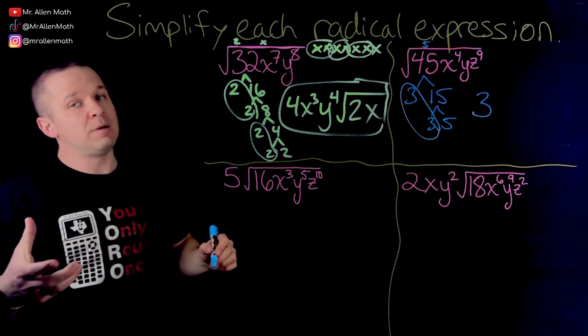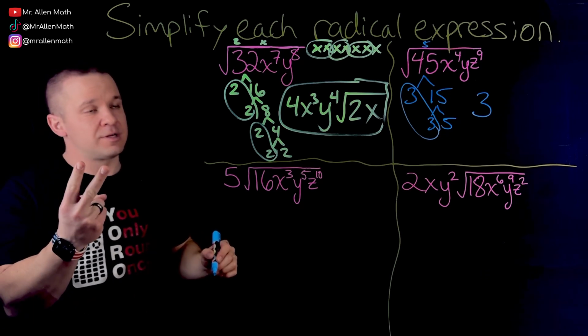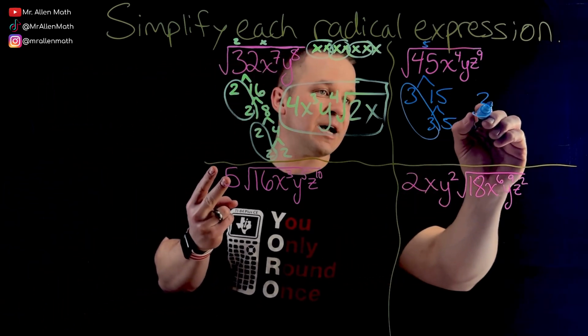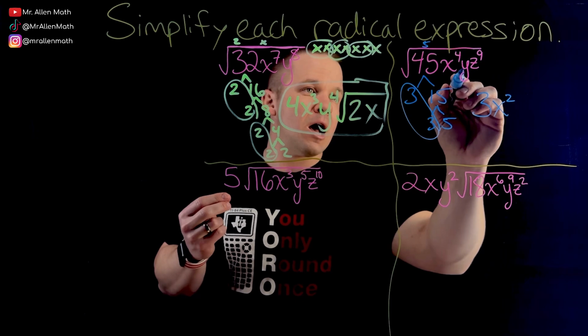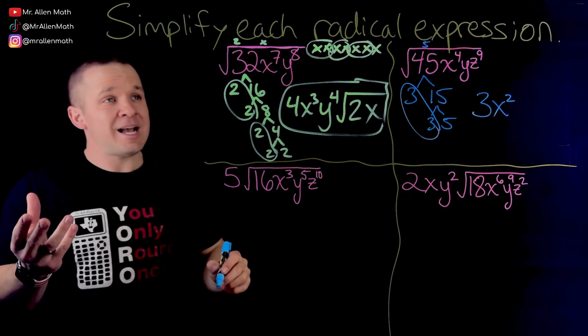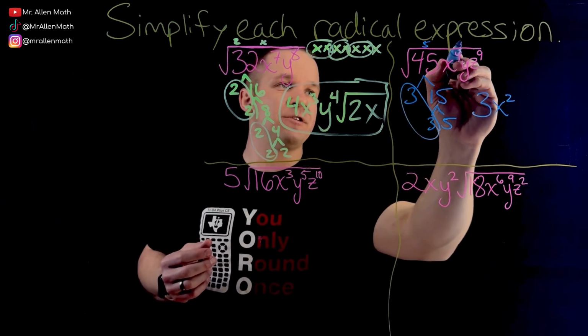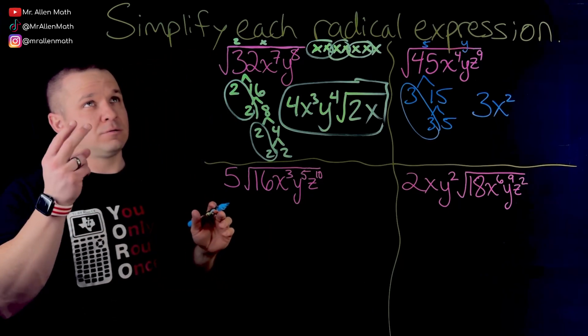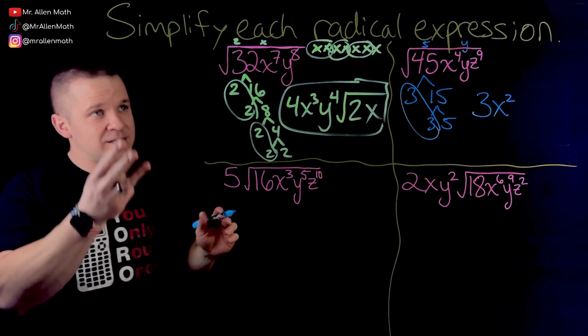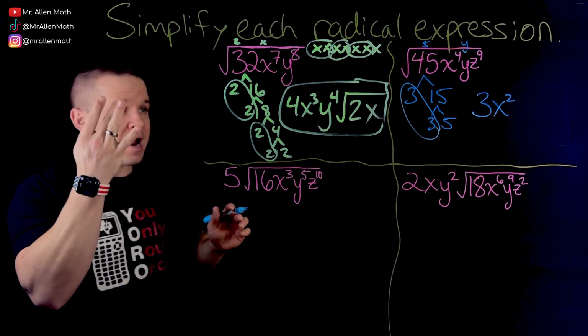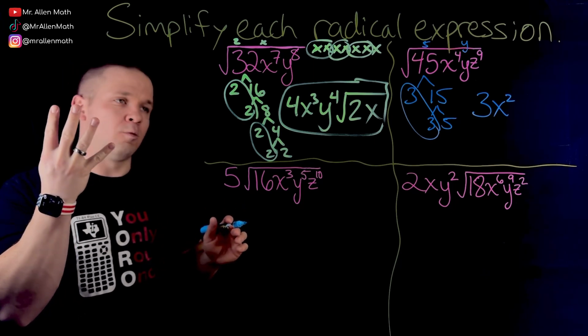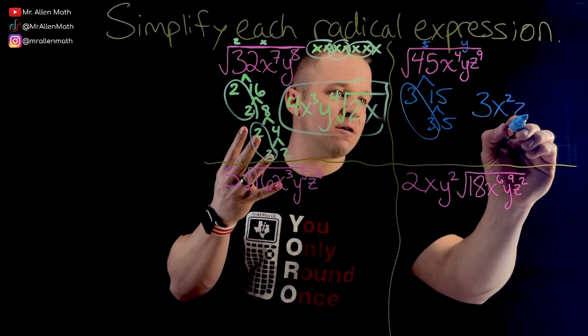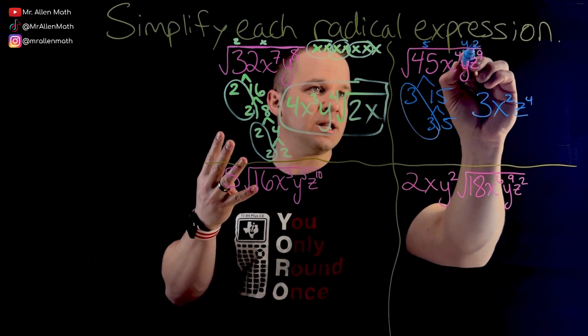X to the 4th. How many pairs can come out? I can take out 2 pairs. Nothing left over, so it's just x squared coming out. How about my y? I can't take out any pairs, so y will be just left in here. And then z to the 9th. I can take out, let's see here, 2, 4, 6, 8, 4 pairs of z's with 1 left over. So z to the 4th power with a z left over.